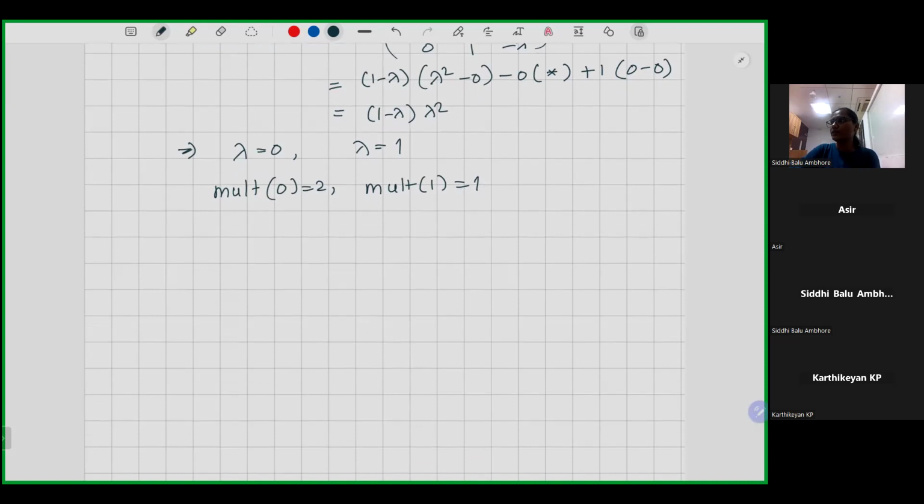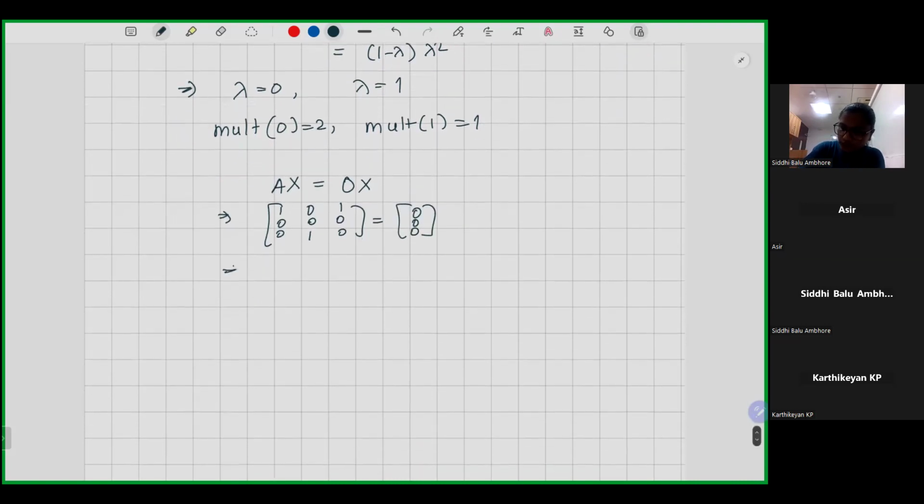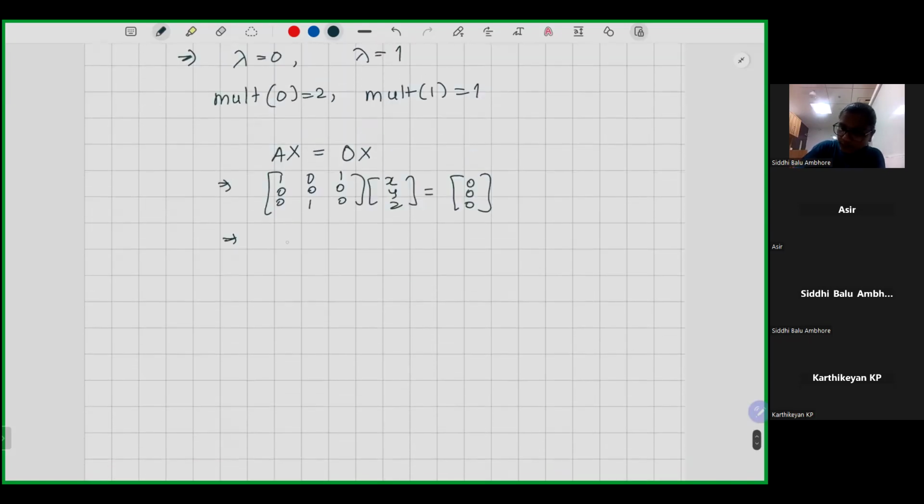So since 0 has multiplicity 2, what does this mean? That Ax is equal to 0x. It means A times (x, y, z) is equal to (0, 0, 0). So this will be x plus z is equal to 0. The other rows are 0 plus 0 plus 0 is equal to 0, so they don't give anything.